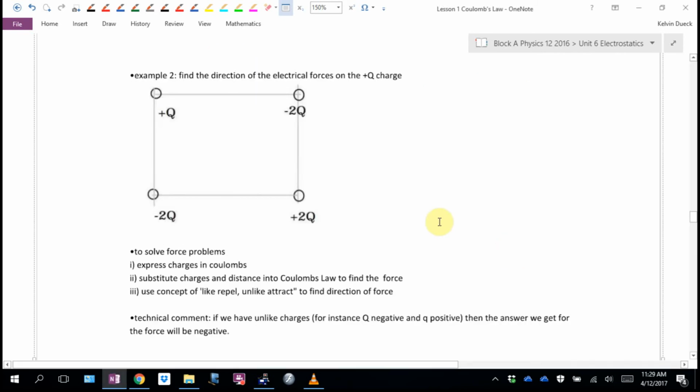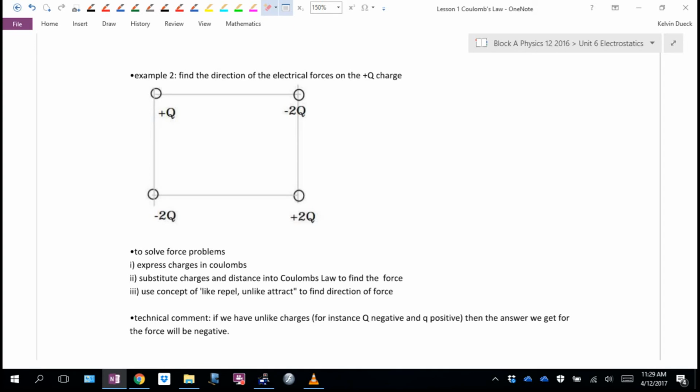Example 2 says, find the direction of the electrical forces on the positive Q charge. We want to find the direction of the electrical forces on that one there. How many charges are there in this little system, grand total? Sorry, how many charged objects are there?